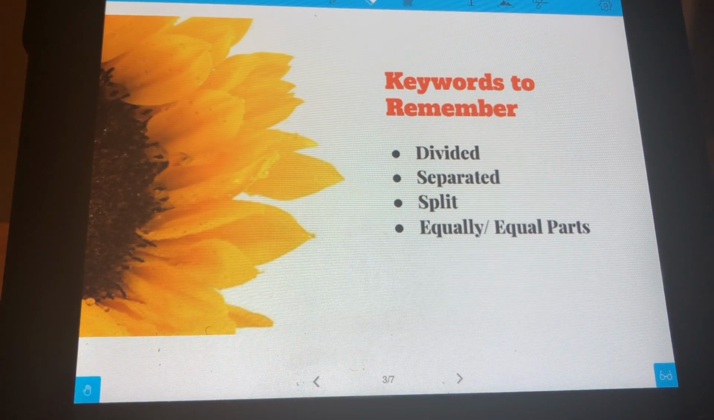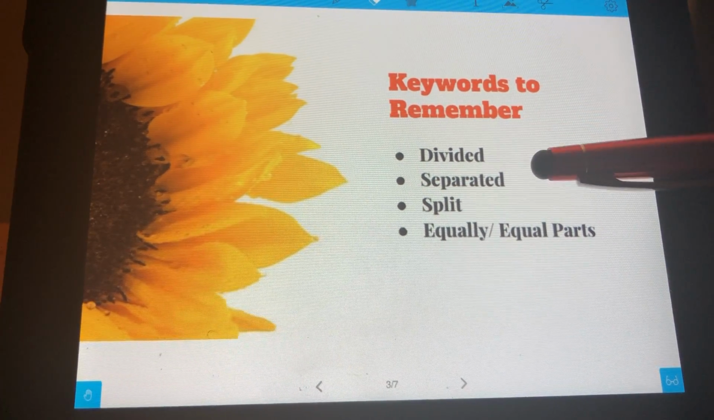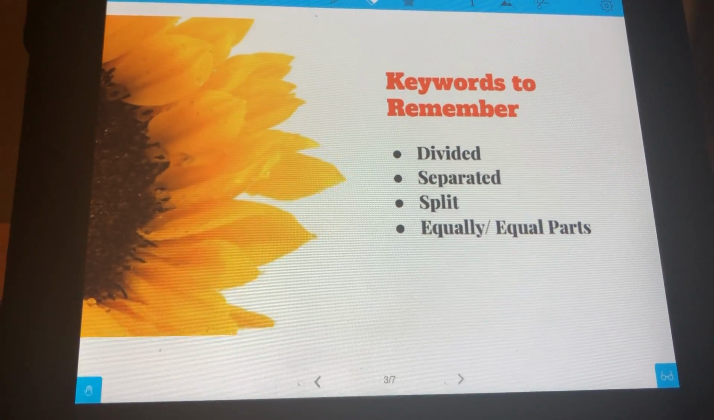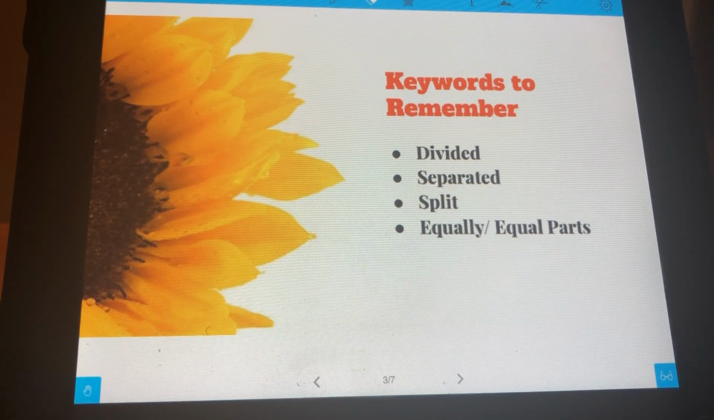So when we are doing word problems, we have keywords that we need to remember. Whenever you see divided or separated, split equally, split into equal parts, those are indicators that I need to divide. So be looking for those words whenever you have word problems.